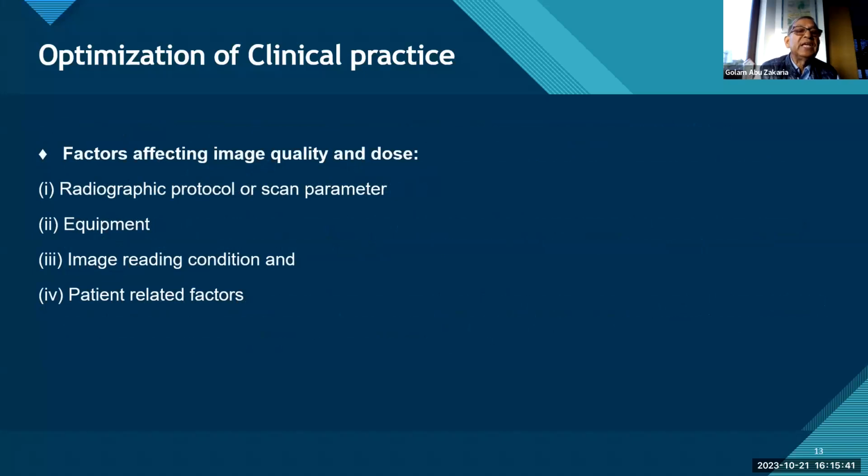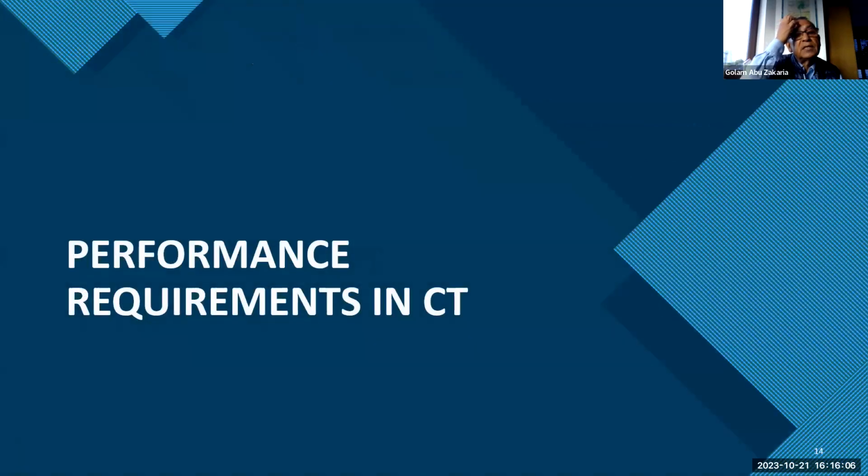Here, optimization of clinical practice: factors affecting image quality and dose. The quality and dose, the two terms, radiographic protocol and scan parameters, equipment, image reading conditions, as told you earlier, and patient-related factors. Different types of patients, different areas, and different thicknesses are all considered. Performance requirements in CT.